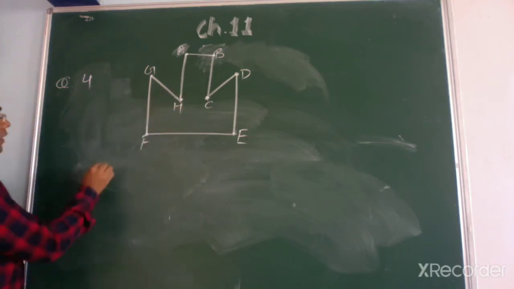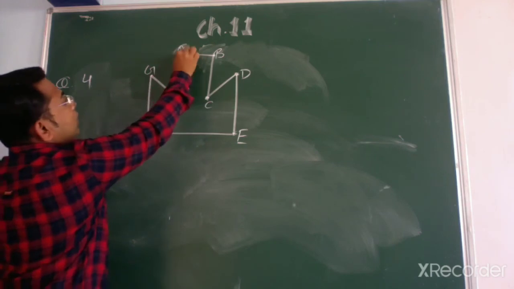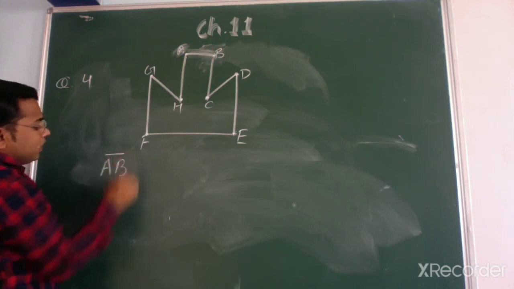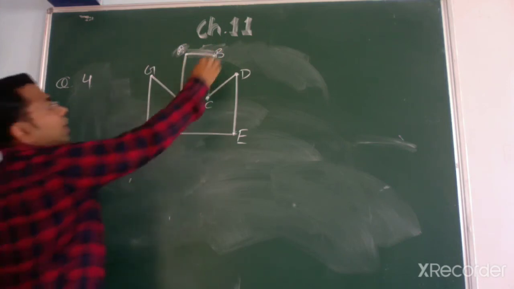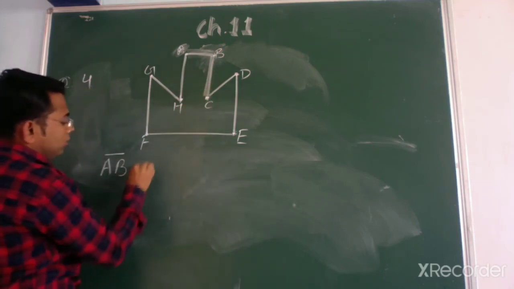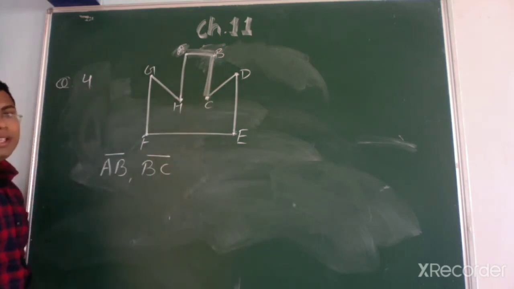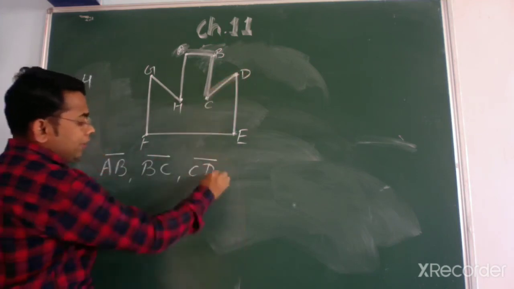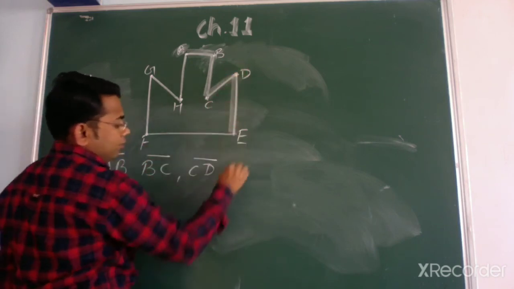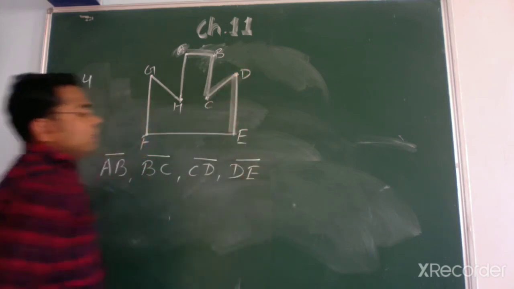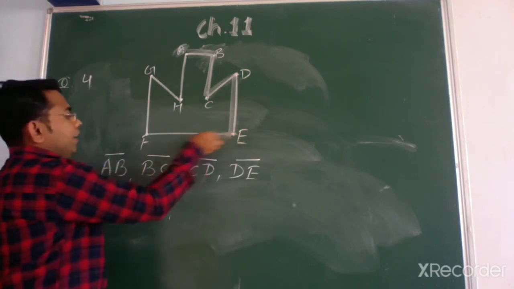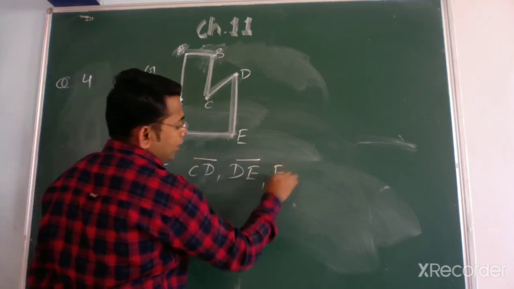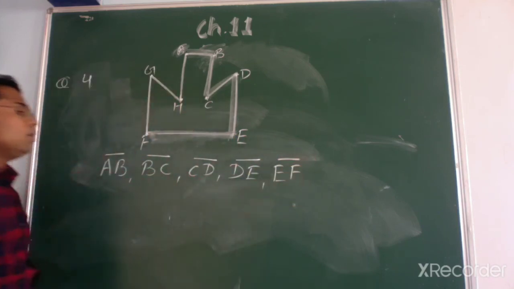The first line segment, starting from this A, is AB. Another line segment is BC. Now third one is CD, so we write line segment CD. Then DE, this is the line segment DE. And EF. You can see the line segment EF, or you can write FE also.